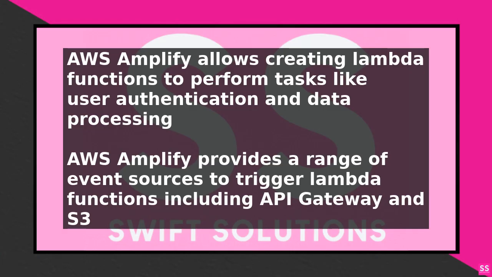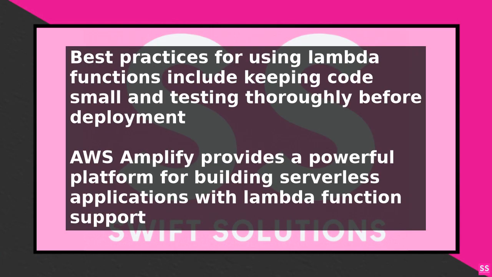Best practices for using AWS Amplify Lambda functions include keeping your code small and focused on a specific task, using environment variables to store sensitive data, and testing your Lambda functions thoroughly before deploying them to production. You should also monitor your Lambda functions regularly to ensure they are performing as expected, and make adjustments as needed. By following these steps and best practices, you can use AWS Amplify Lambda functions to build scalable and secure applications that can handle a wide range of tasks and events.